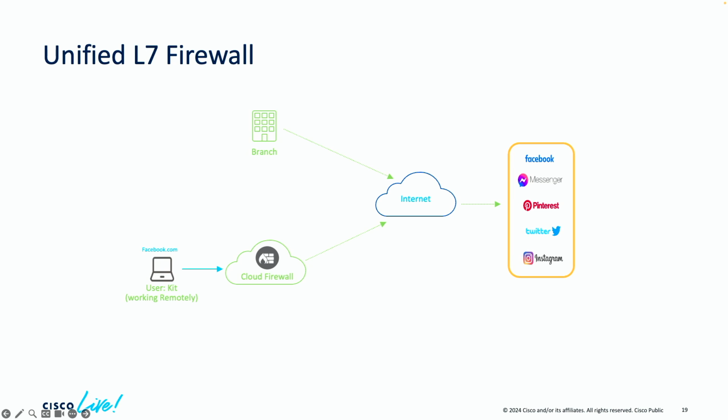It's like, I want to go to facebook.com. Because the same policy is also enforced in the branch, traffic comes into the branch, and the same policy is enforced in the cloud, traffic comes to the cloud, again gets blocked. So this is a single global policy approach where we do centralized management but distributed enforcement.